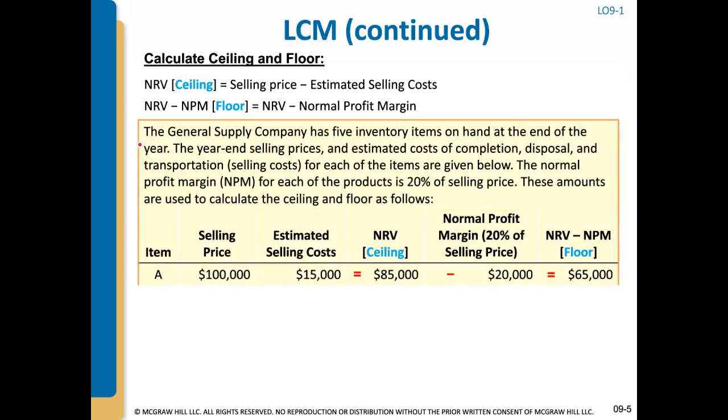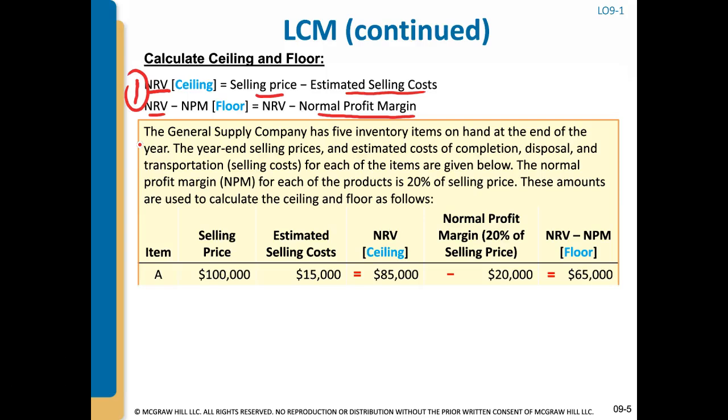So again, these are just terms. The ceiling is the net realizable value, which is the selling price less the estimated selling cost. And the floor is the net realizable value minus the normal profit margin. Okay, so step one is to calculate your ceiling and your floor, and you're given the market price or replacement cost.